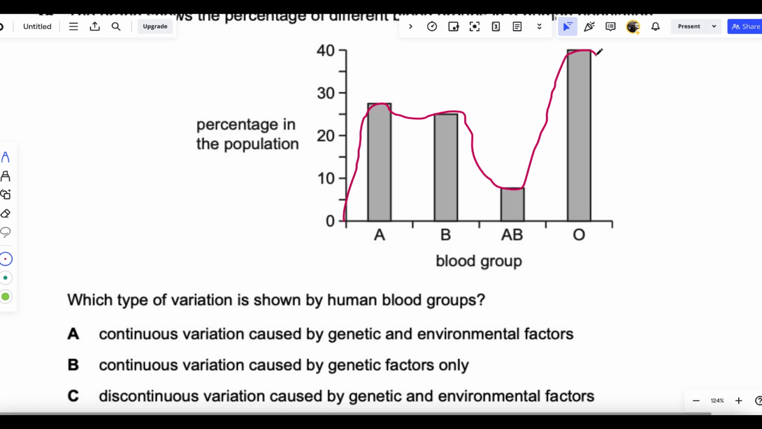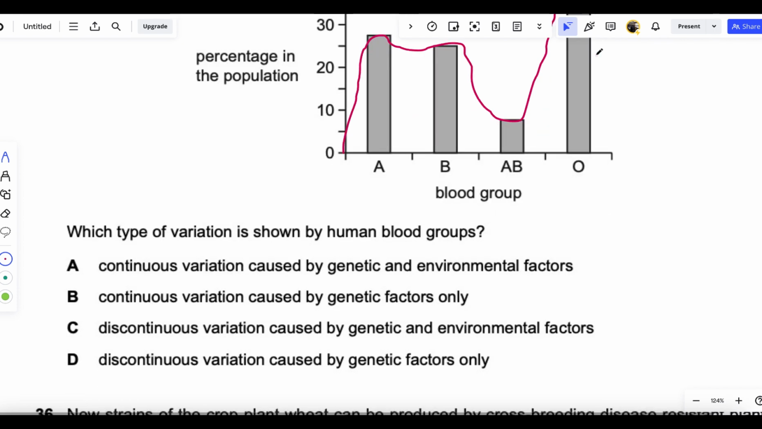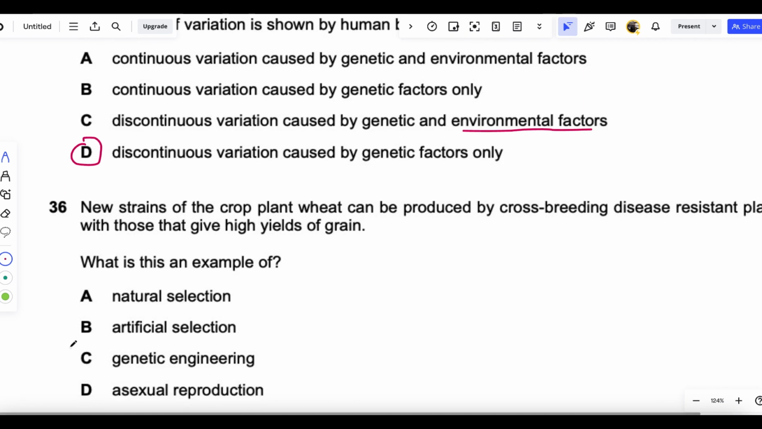Now let's look at the options. Continuous variation caused by genetic and environmental factors? No, blood group is not caused by environmental factors. Continuous variation caused by genetic factors only? No, blood group is not a continuous variation. Discontinuous variation caused by genetic and environmental factors? No, environmental factors have nothing to do with your blood group. So discontinuous variation caused by genetic factors only, D, is the most correct answer. Blood groups are discontinuous variation, and they are caused by genetic factors only.